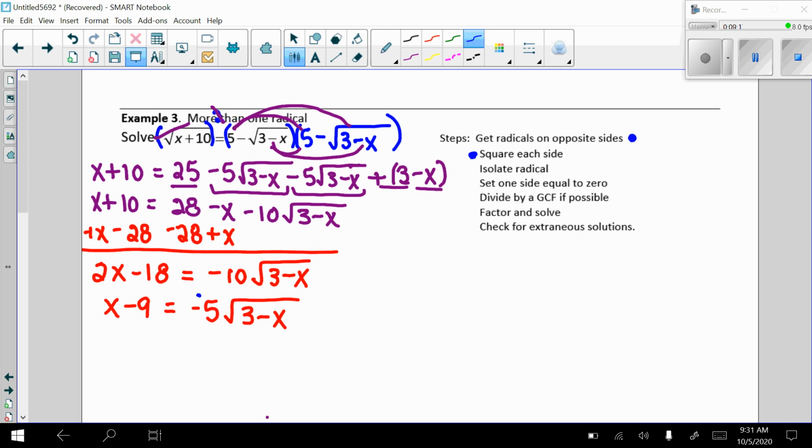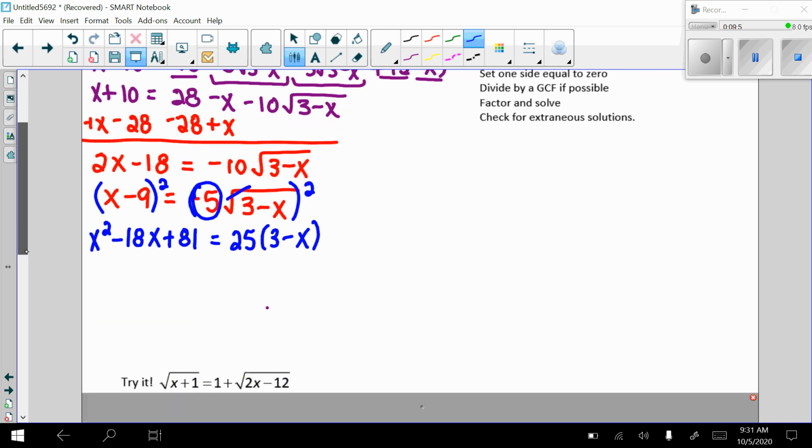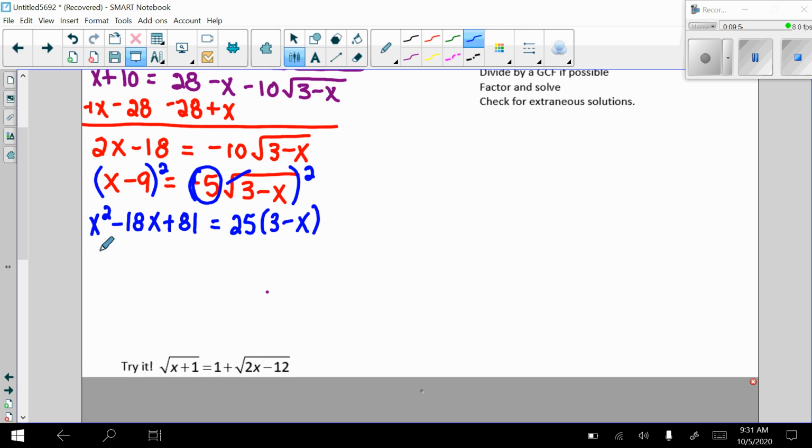And now we go to exactly what we did on the other page, which is we square each side. On the left side, we get x squared minus 18x plus 81. And on the right side, be careful because we have to square the negative 5, which is our coefficient, so we get 25. And then the squaring and the square root cancel each other out, but 3 minus x is still inside parentheses. And that's important because you're going to have to distribute that 25.